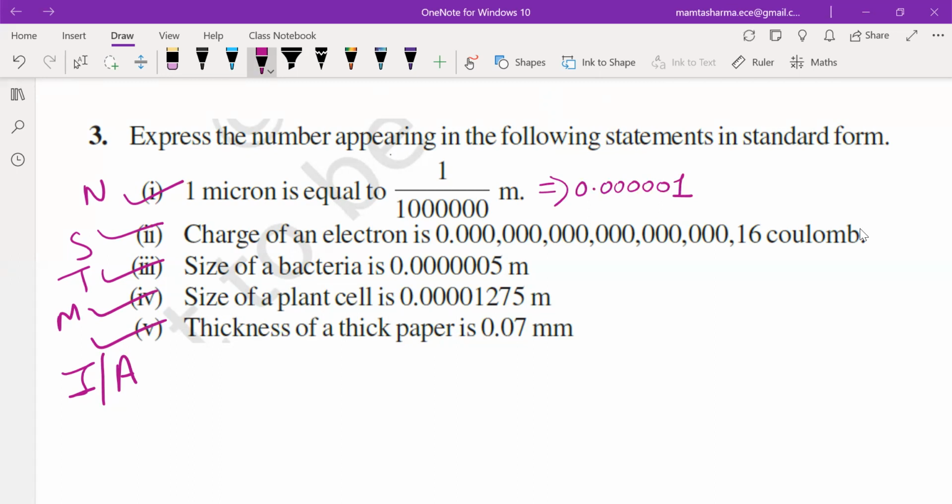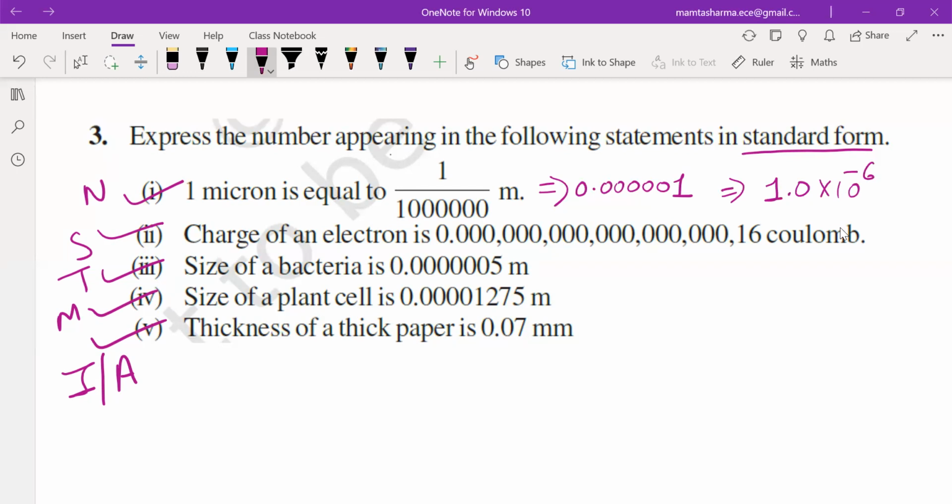And in exponent form? This is in, see, standard form is exponent form. 1.0 into 10 to the power -6. Ananya, your answer is not correct. 0 into 1 into or 0 into? 1.0 into 10 to the power -6.